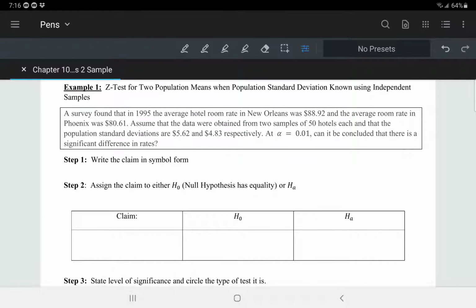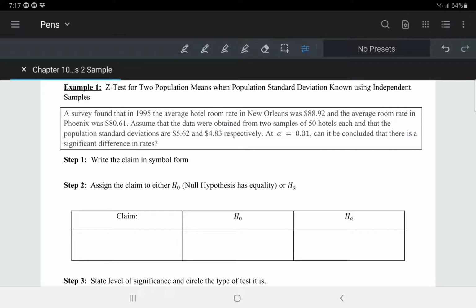A survey found that in 1995, the average hotel room rate in New Orleans was $88.92, and the average room rate in Phoenix was $80.61. Let's assume that the data was collected from 2 samples of 50 hotels each, and that the population standard deviations are known to be 5.62 and 4.83 respectively. At alpha equal 1%, can it be concluded that there is a significant difference in the room rates?